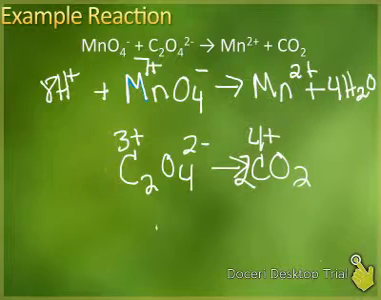So manganese started off as 7 plus. It ended as 2 plus. So what happened? Did it gain or did it lose electrons? It gained. It became less positive. So to become less positive, don't you gain electrons? Yes. So where am I going to put my electrons on this one? On your reactant side.